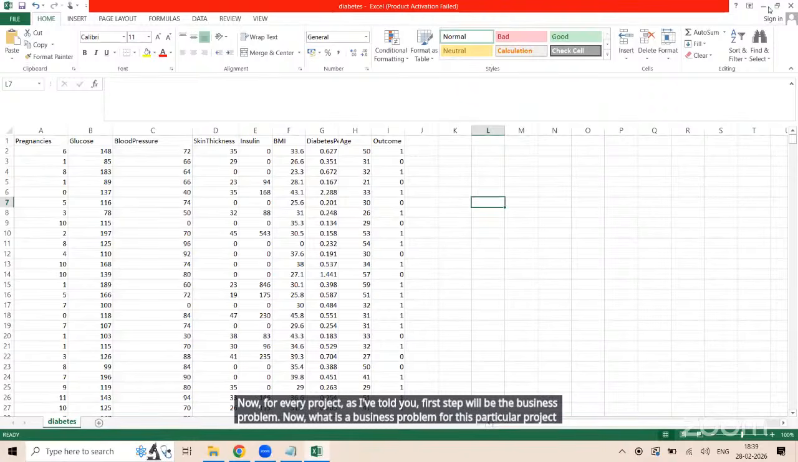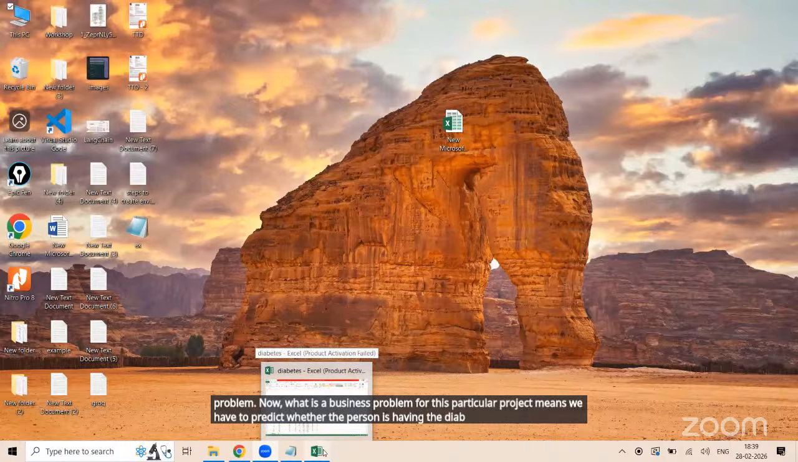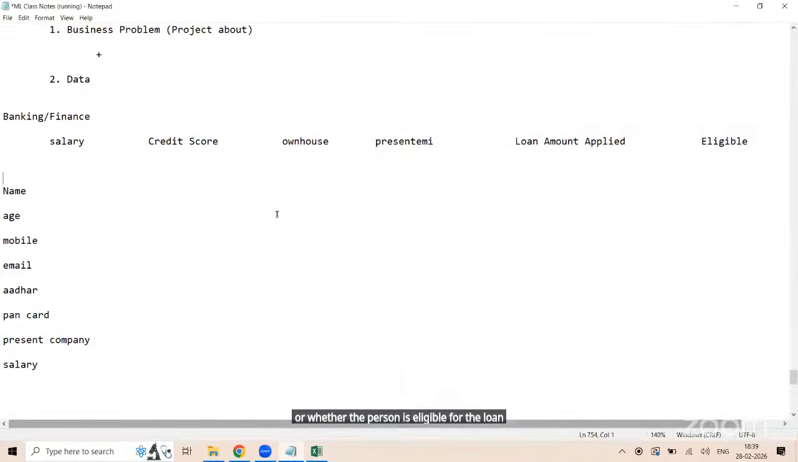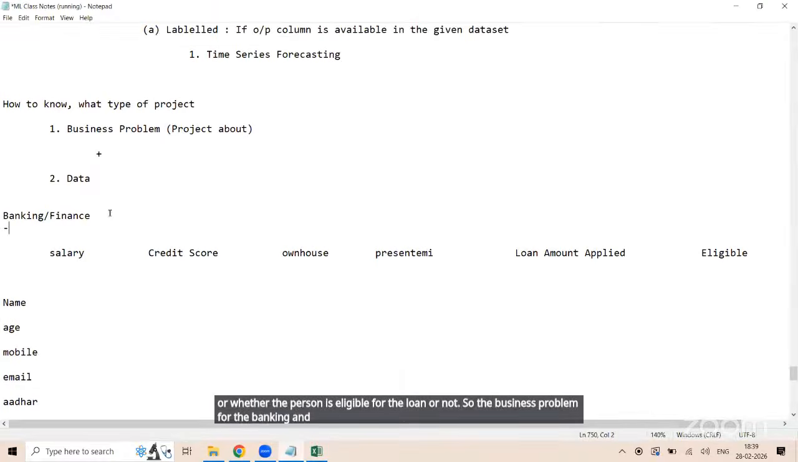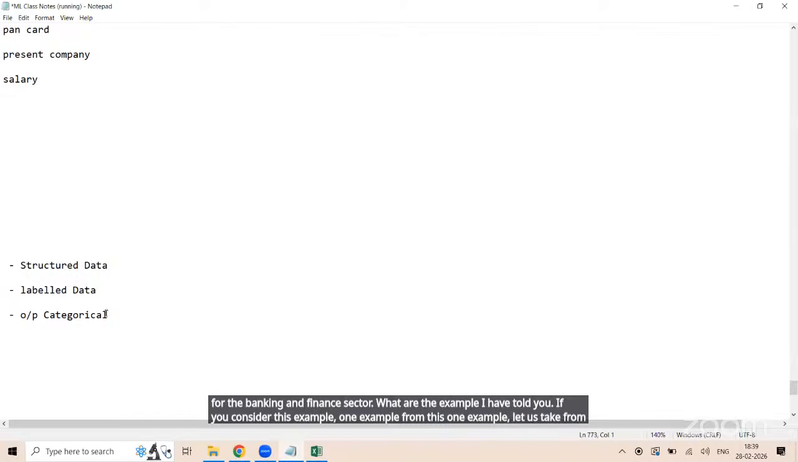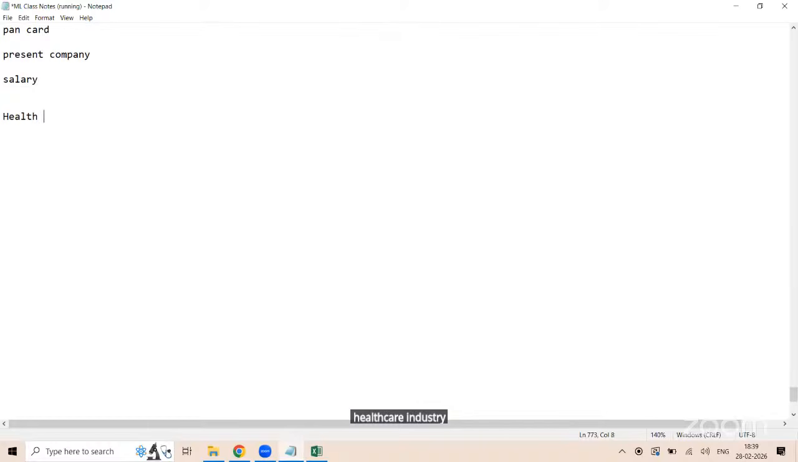We have to predict whether the person is having diabetes or not, or whether the person is eligible for the loan or not. So the business problem for the banking and finance sector, what are the examples I have told you? If you consider this example, let us take one example from the healthcare industry. Whether the person is having COVID or not, yes or no.